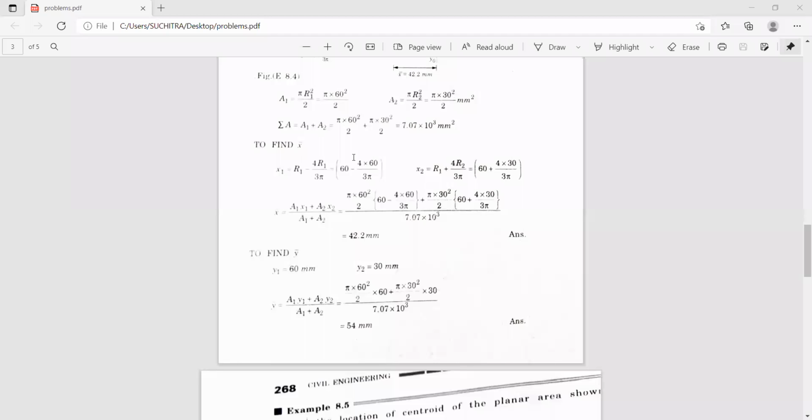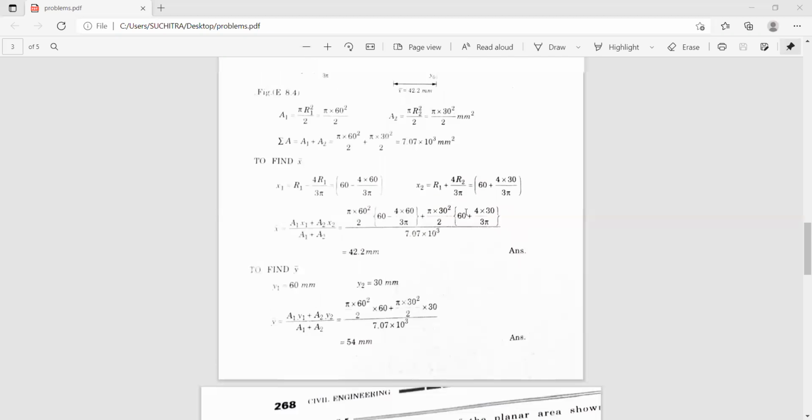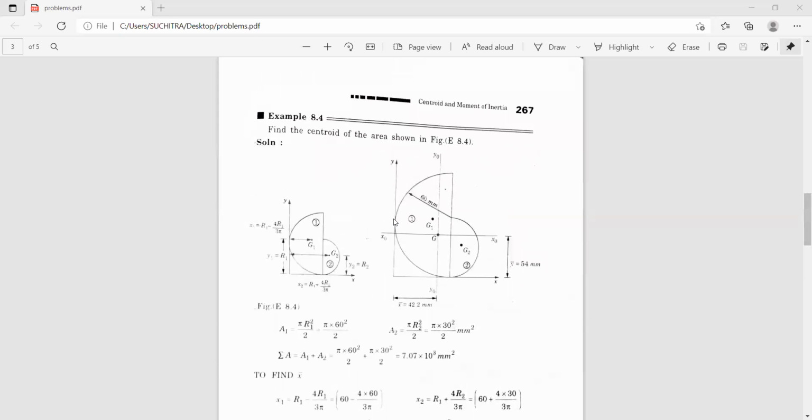Anyway, we shall try to find out the values of x1 and x2. Now, x1 is from this point to this point. So I need this horizontal distance, correct? Now, with respect to the y-axis, the centroidal distance of the semicircle from this point to this point is 4r by 3 pi.